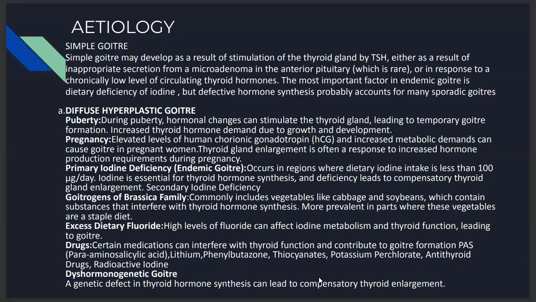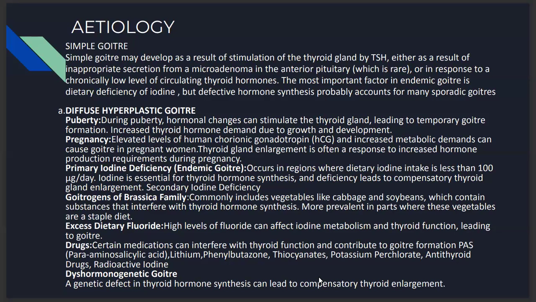Under the diffuse hyperplastic goiters, we have puberty. During puberty, hormonal changes can stimulate the thyroid gland, leading to temporary goiter formation, with increased thyroid hormone demand due to growth and development. In pregnancy, there are elevated levels of human chorionic gonadotropin, and increased metabolic demands can cause goiter in pregnant women. Thyroid gland enlargement is often a response to increased hormone production requirements during pregnancy.